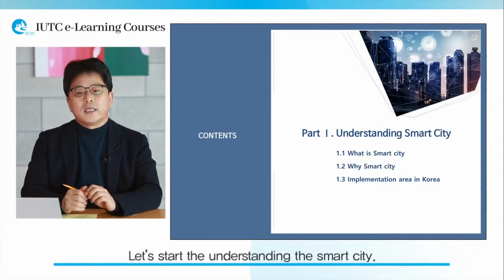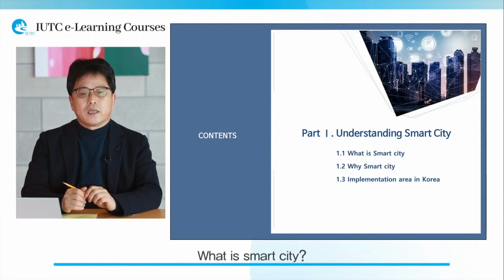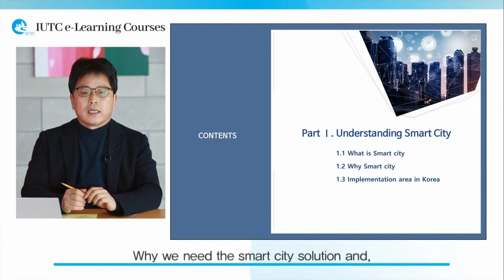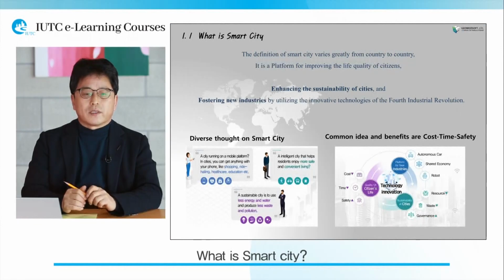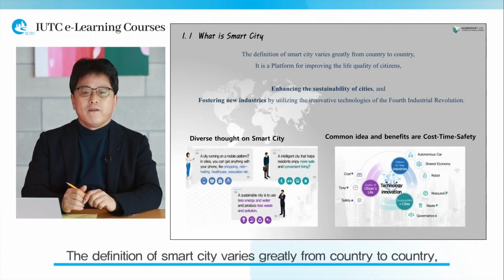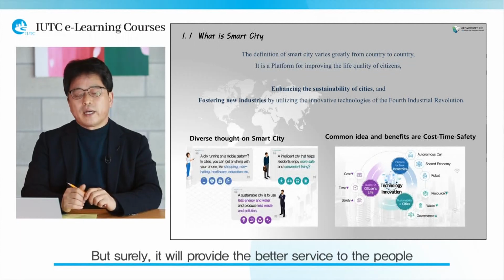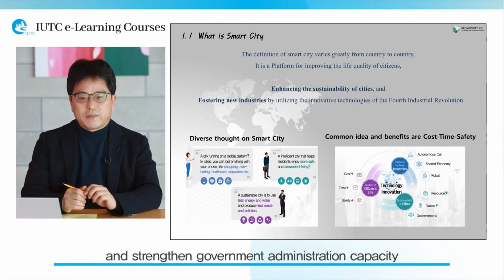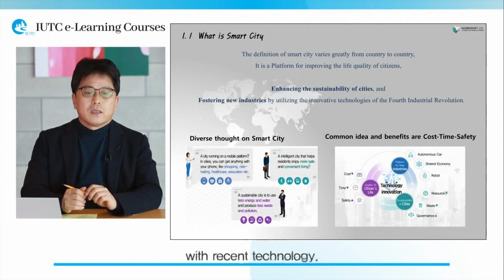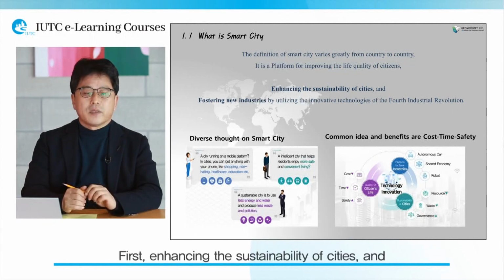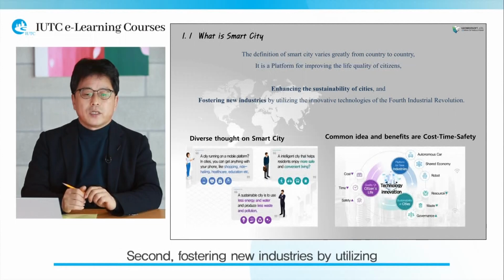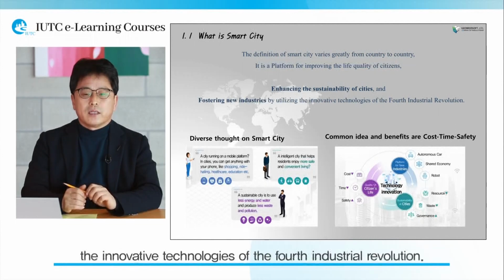Let's start with understanding the smart city. What is a smart city? Why do we need a smart city solution? And what areas are there for implementation? The definition of smart city varies greatly from country to country and sector to sector. But surely it will provide better service to the people, strengthening government administration capacity with recent technologies. The purposes are, first, enhancing the sustainability of cities, and second, fostering new industries by utilizing the innovative technology of the fourth industrial revolution.